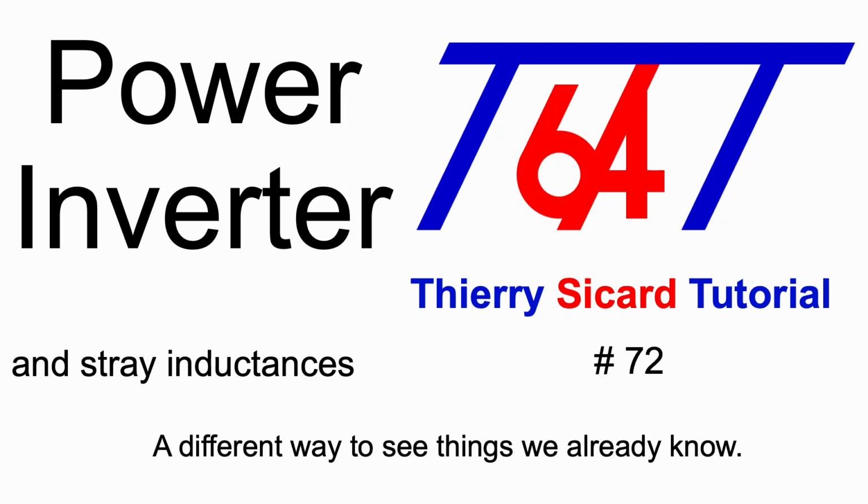Hello everyone, in this TRC tutorial number 72 we will explain how an inverter works to generate a sinusoidal voltage with a DC voltage and why it is necessary to reduce the stray inductances.